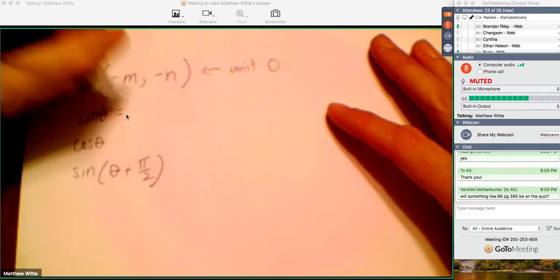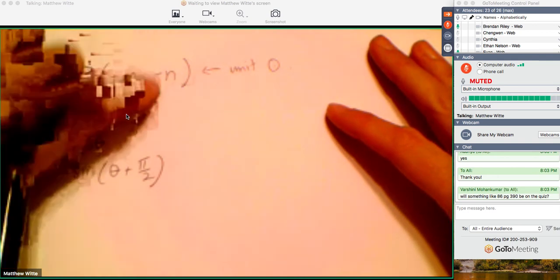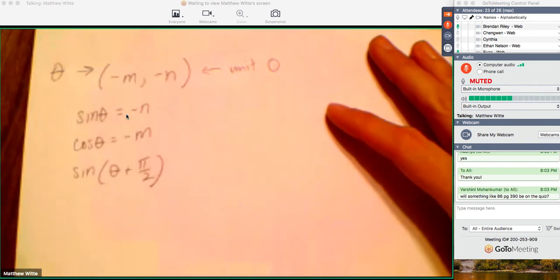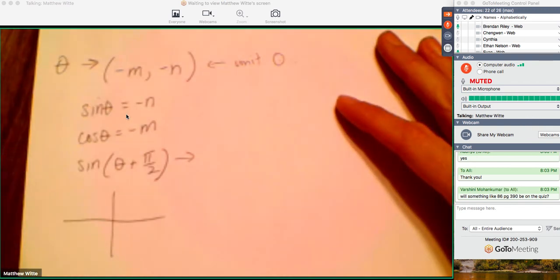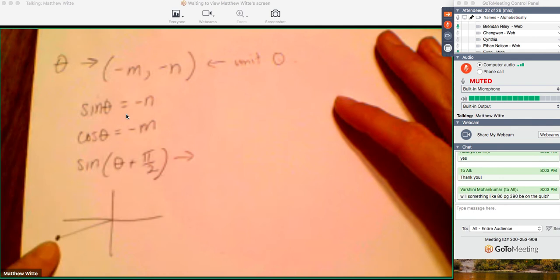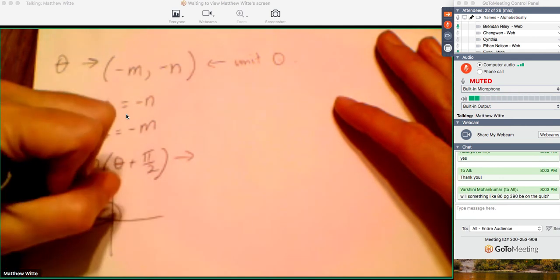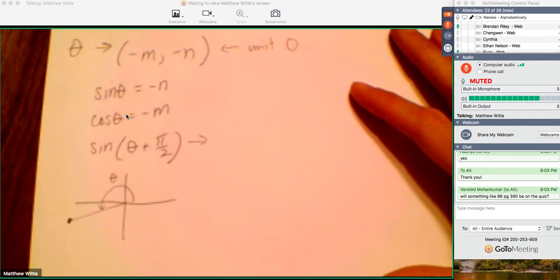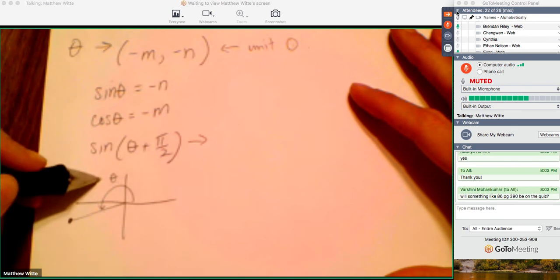So sine theta is equal to, in this case, since it's on the unit circle, negative n. Cosine theta would be negative m. Sine of theta plus pi over 2, if we think about it visually, we're looking at the point negative m comma negative n lying right here for theta. So that's my theta angle. If I'm adding pi over 2, it means I'm moving in a counterclockwise direction. If I were to subtract pi over 2, I would be moving in a clockwise direction.